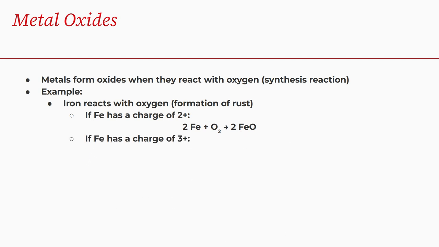And if iron had a charge of 3+, it would be this reaction where you have iron(III) oxide as the product. So they all follow this similar formula where it's a metal plus oxygen gas creating an oxide, and then you have to balance it depending on the charge of the metal that you have.